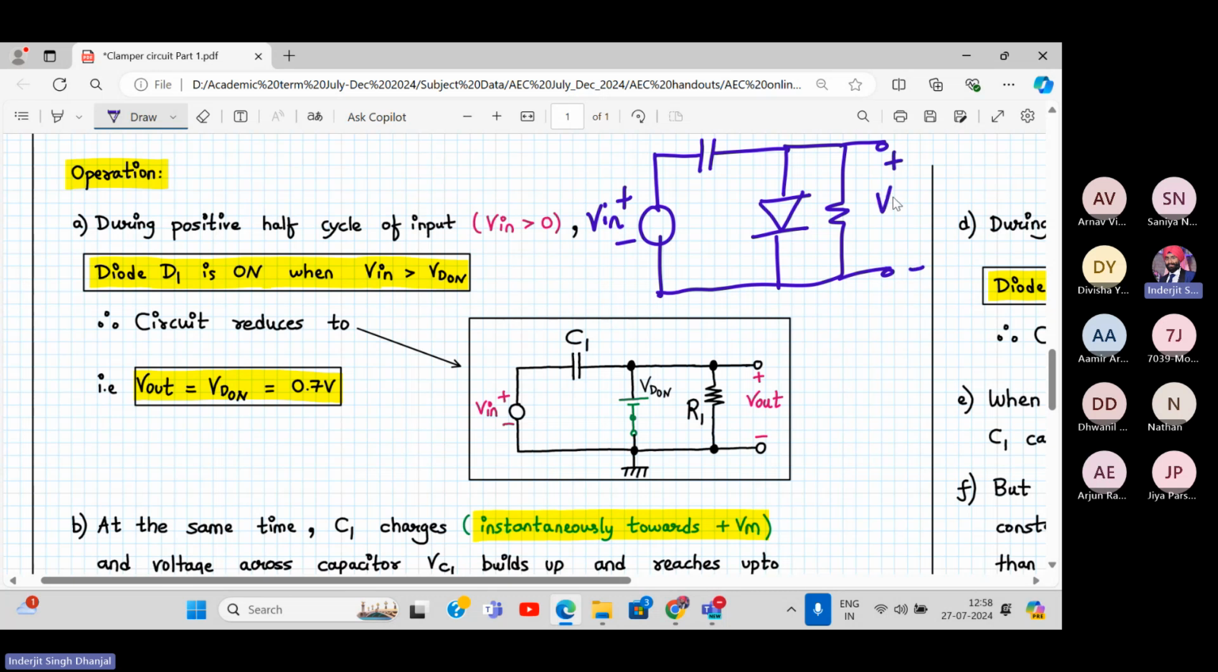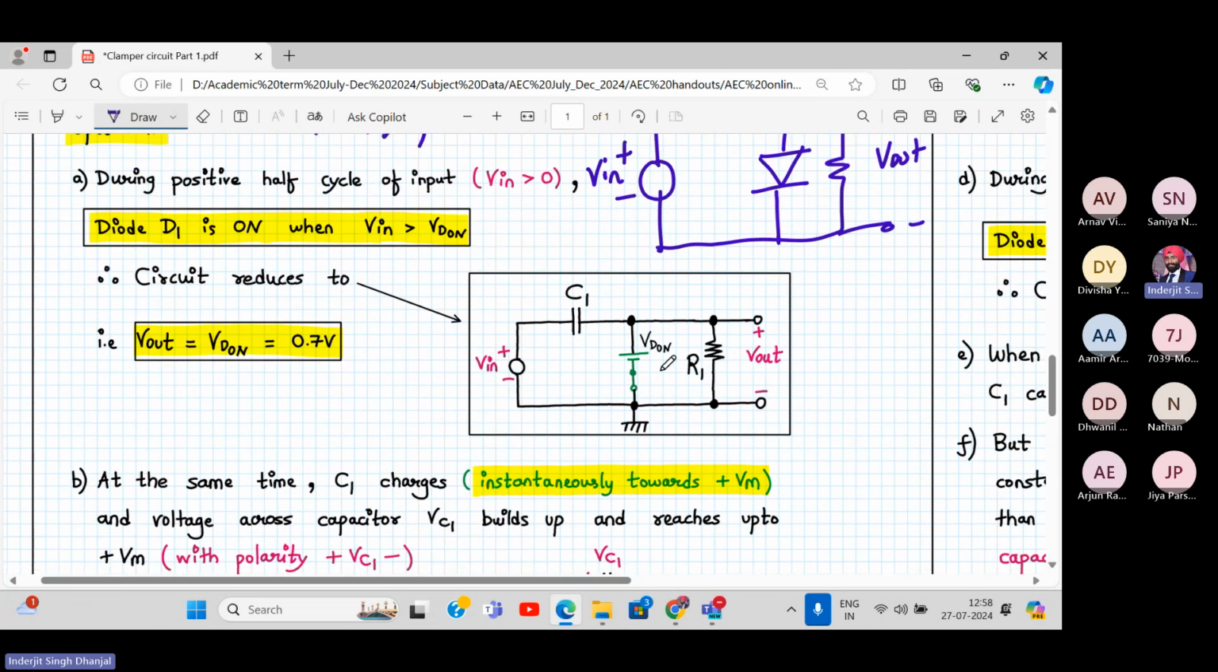Correct? Plus minus V out. So when does the diode turn on? The diode turns on when V in is greater than VD on. Same concept will be there, right? But here a second thing is happening: the capacitor also gets charged. So the circuit gets reduced to this network.